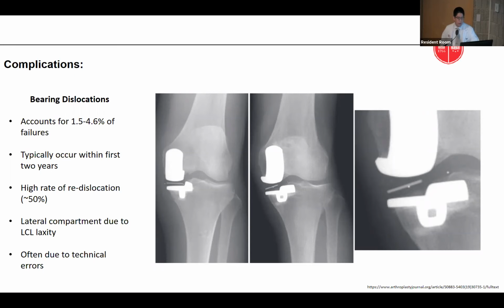A big reason that this occurs is usually technical errors, where the components are either mismatched or misaligned. And oftentimes this occurs more in the lateral compartment just due to anatomic constraints such as LCL laxity that allows a little bit more free play of the components. So for these kinds of patients, because they dislocated once, unfortunately the issue is still there, so they're going to re-dislocate. They'll usually need to undergo a revision to a fixed bearing design, or a revision into a total knee.